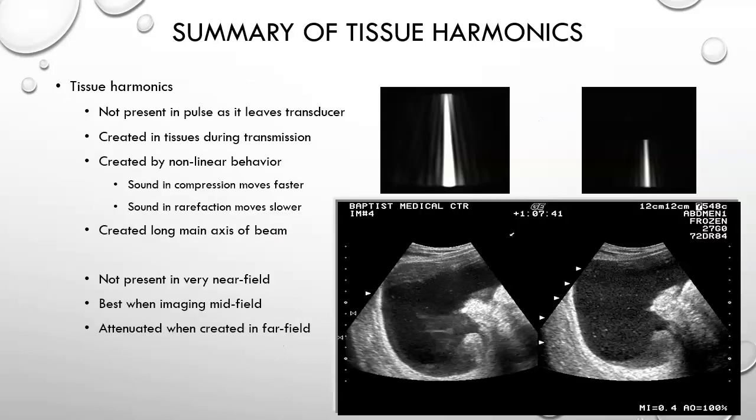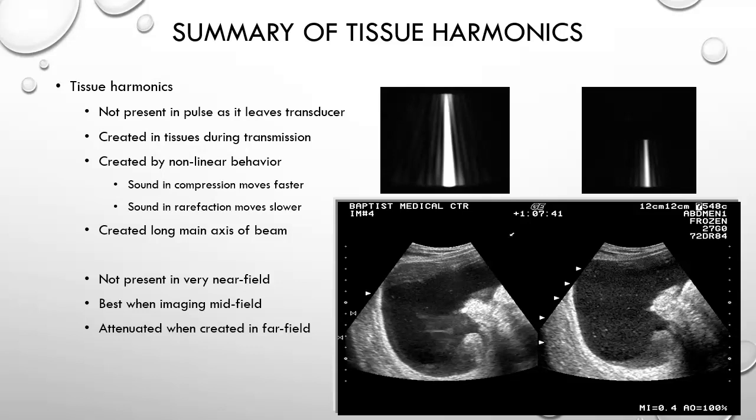So let's look at the summary of tissue harmonics. Tissue harmonics are not present when the pulse leaves the transducer. They're developed in the tissues during transmission by this nonlinear behavior, whereby the sound is moving faster in compression than in rarefaction. So if you got a question like, let's say, one for the SPI exam, what causes harmonics? Sound moves faster in compression than in rarefaction. There you go. I just gave you an SPI question.